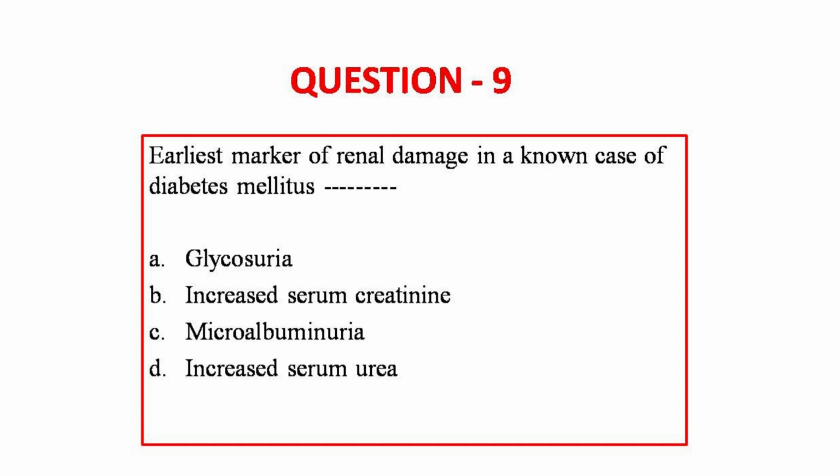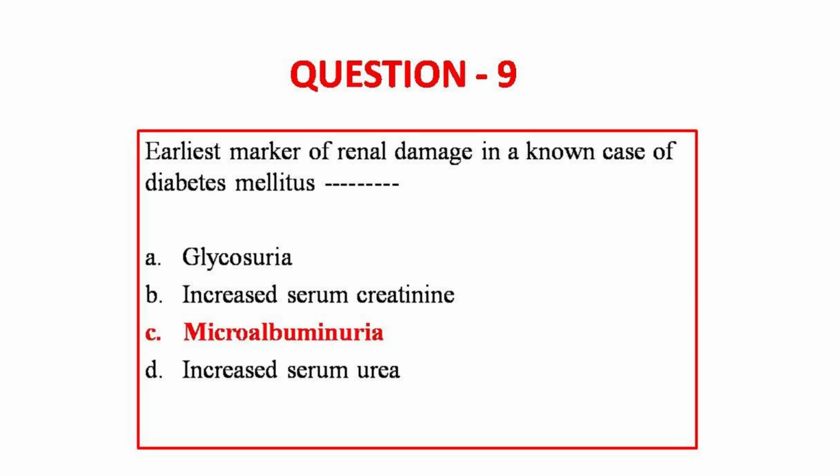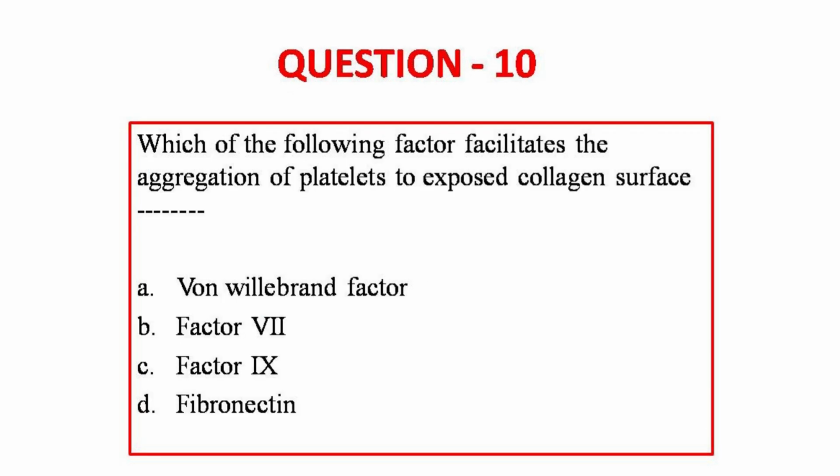The earliest marker of renal damage in a known case of diabetes mellitus is, they've given 4 options: glycosuria, increased serum creatinine, microalbuminuria, and increased serum urea. So the answer to this question is microalbuminuria. Keep in mind this is in case of patients who are already diabetic. In microalbuminuria, there will be a moderate increase in the level of urine albumin. It will be a marker.